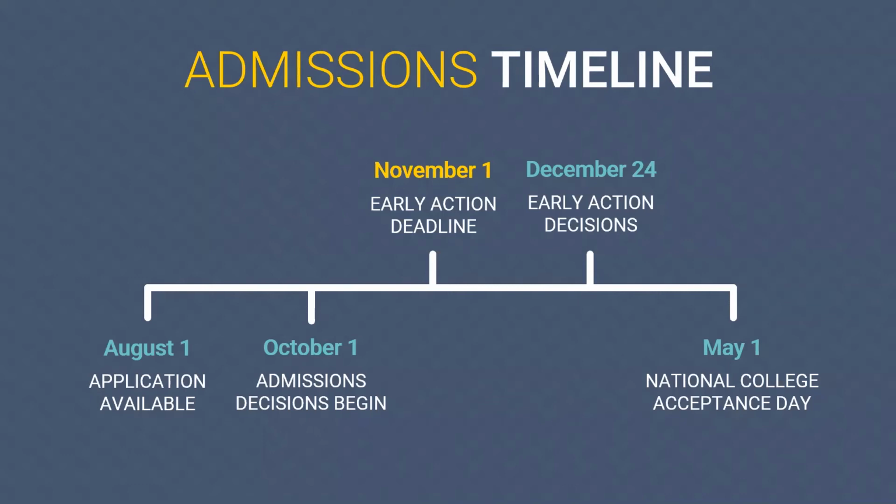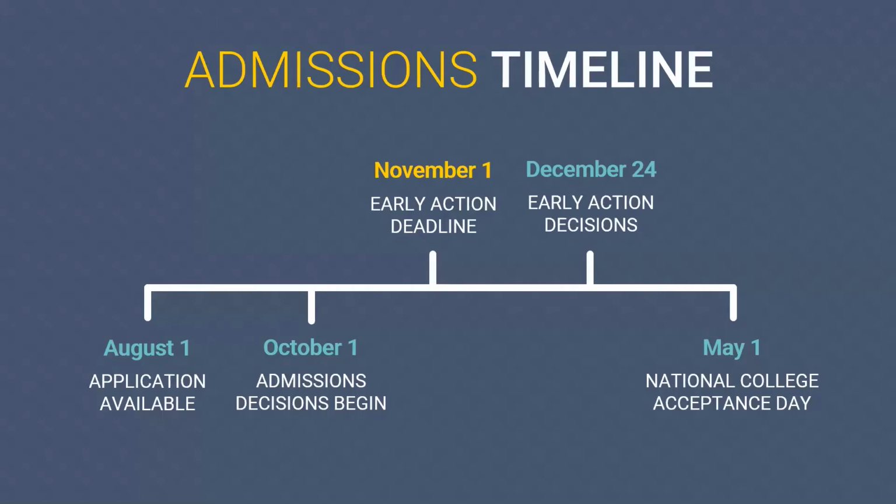November 1st is our early action deadline. That's the time that you would want to complete your application if you want the best shot at your first choice campus and program. Typically, students who are looking for the University Park campus would want to have their application completed by that November 1st early action deadline.